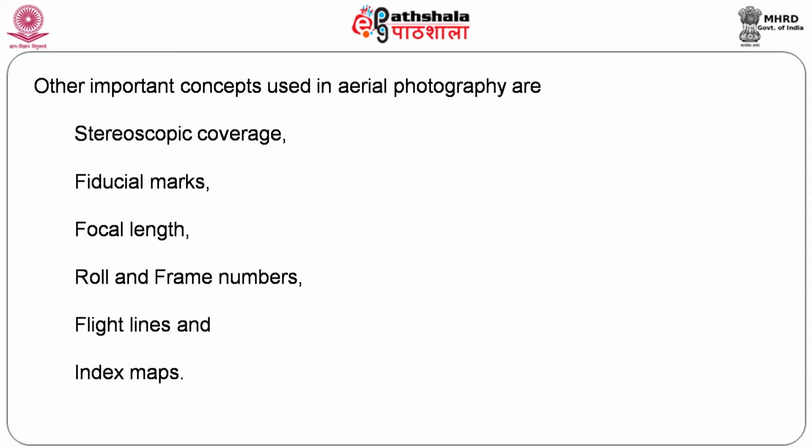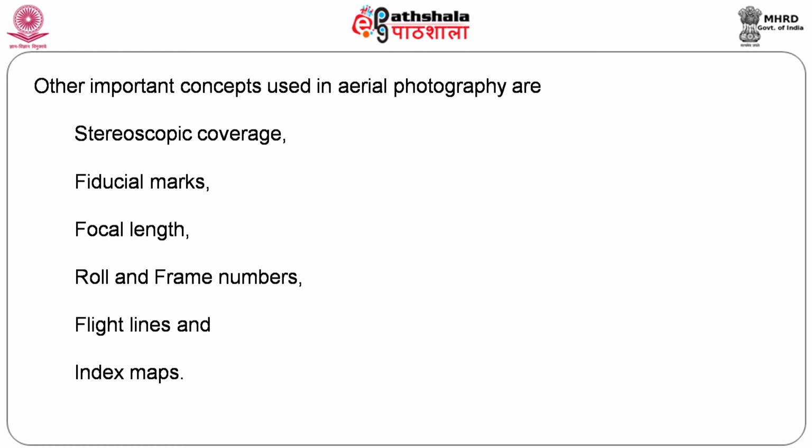So, what we intend to do is that with respect to the first exposure station and the next exposure station, there will be a slight overlap. That all depends on various factors, and you will also try to get what is called end lap. We will see that later. Now, coming back to the other important concepts in aerial photography: stereoscopic coverage, which we will see, fiducial marks, focal length, roll and frame numbers, flight lines, index map. Of course, fiducial mark, roll and frame numbers are all photo detail.